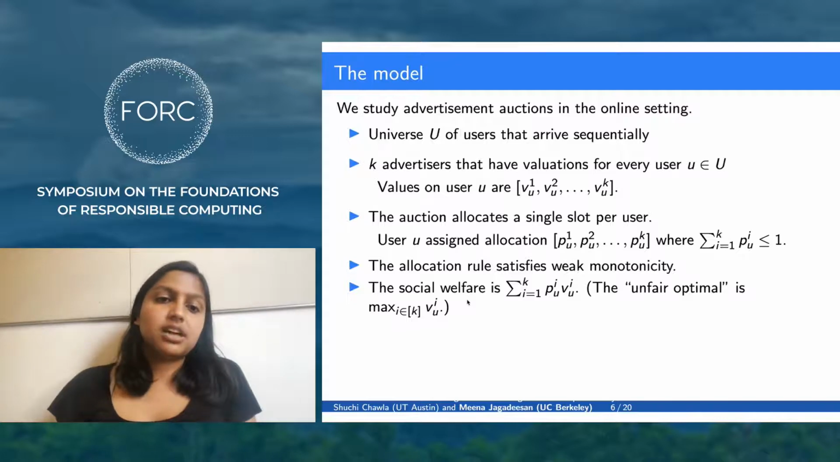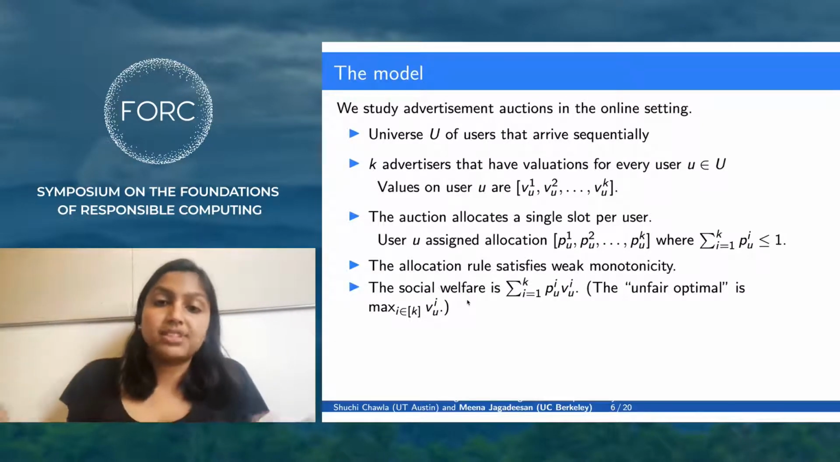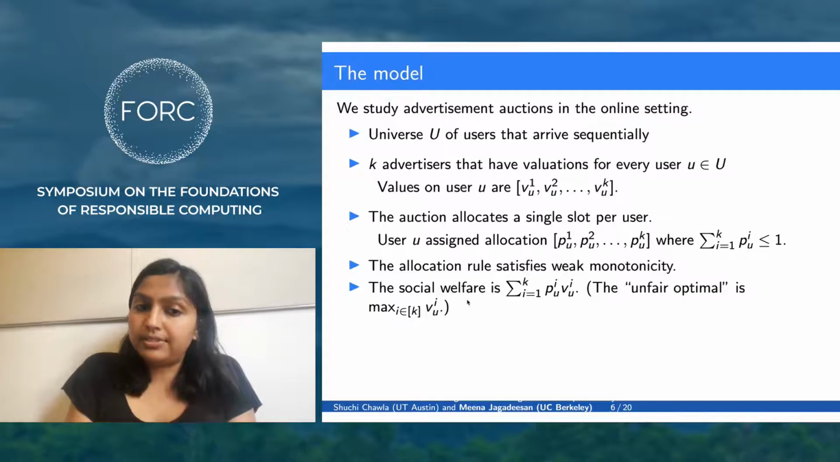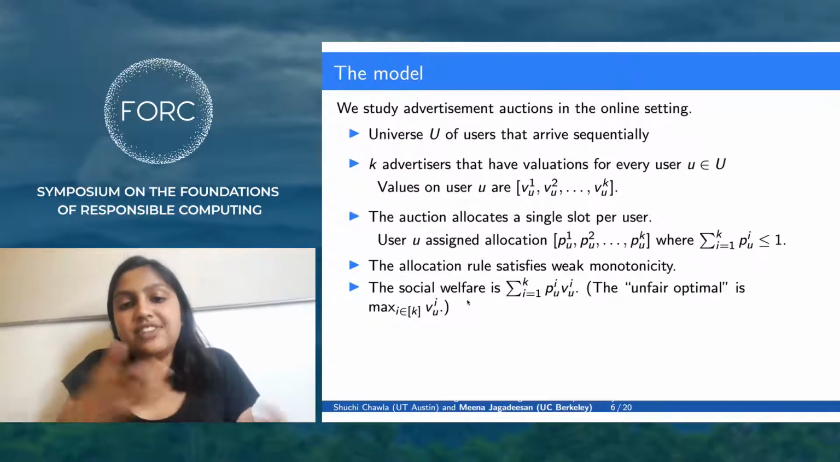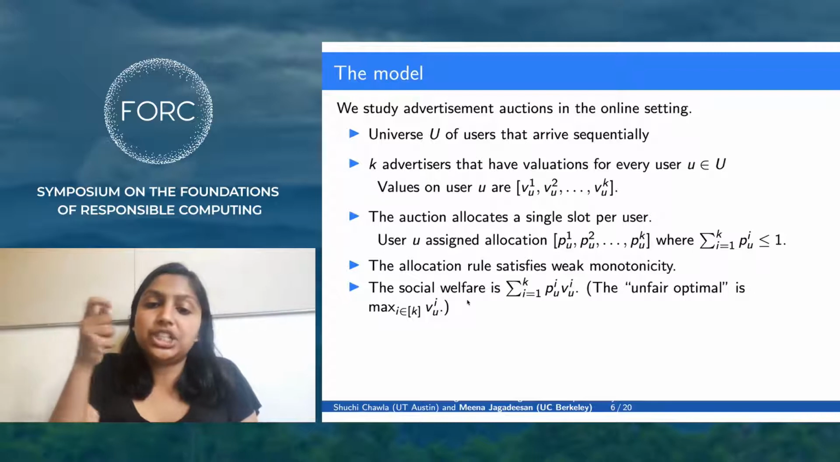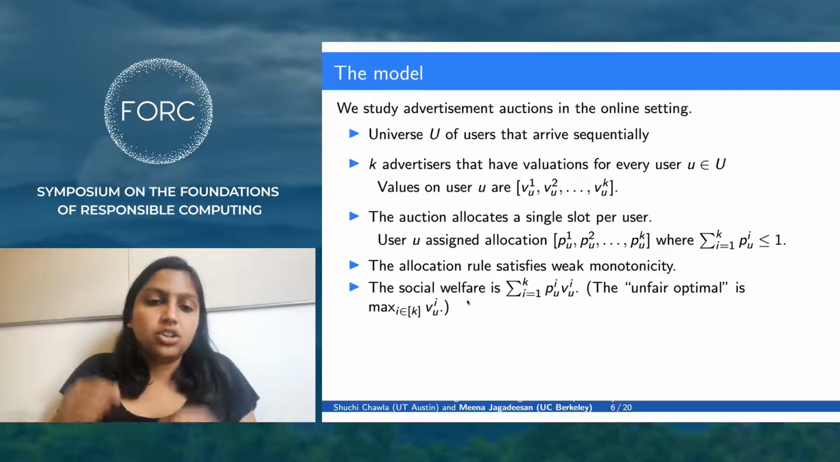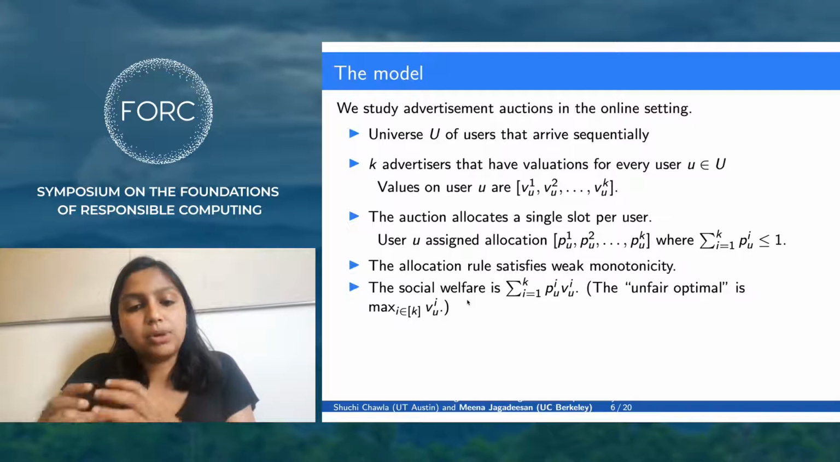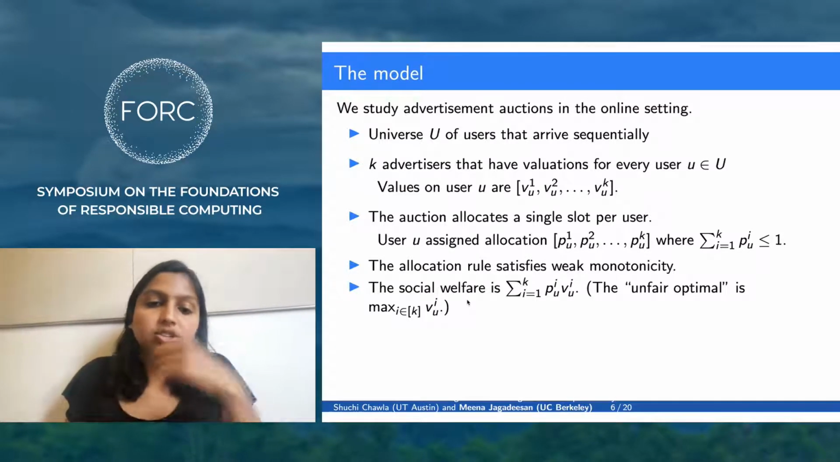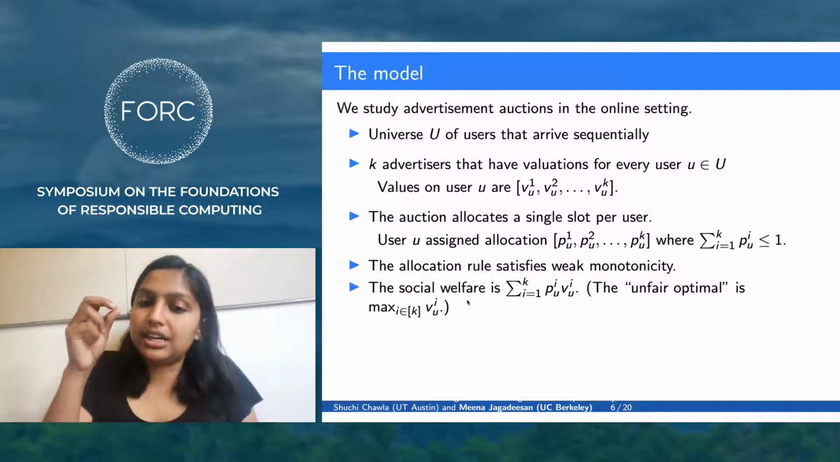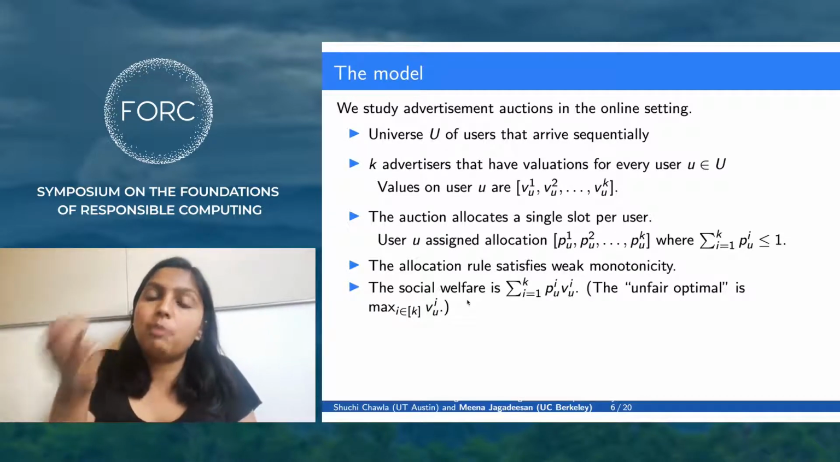Okay, so let's discuss our model. We consider a simple stylized model for ad auctions in the online setting. We have a universe of users that arrive sequentially, and when a user arrives, each of the K advertisers places bids on that user. Associated to each user is this vector of values, which corresponds to how much each advertiser values that user. The auction allocates a single ad slot per user, potentially randomizing over the K advertisers. For each user, each advertiser is given a probability, which represents the probability that their ad is shown to that user.